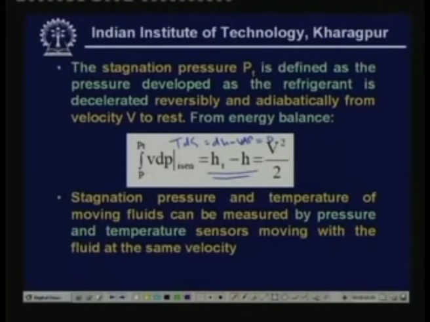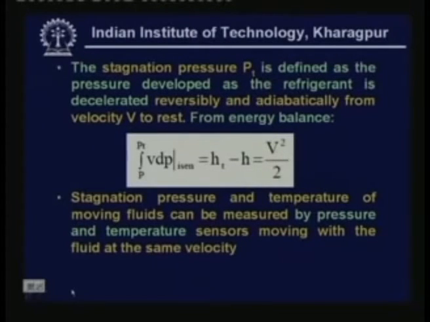So, Ht minus H is nothing but integral VdP along the isentropic process, and the integration has to be performed from the static pressure P to the stagnation pressure Pt. Okay. And this is equal to V square by 2. Stagnation pressure and temperature of moving fluids can be measured by pressure and temperature sensors moving along with the fluid at the same velocity.